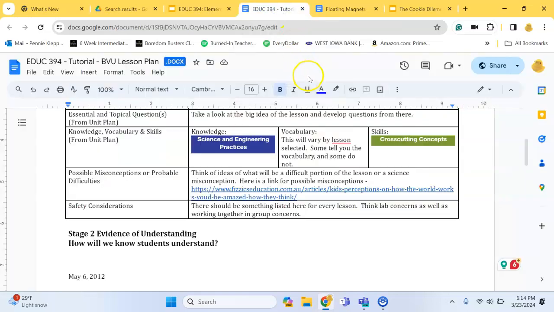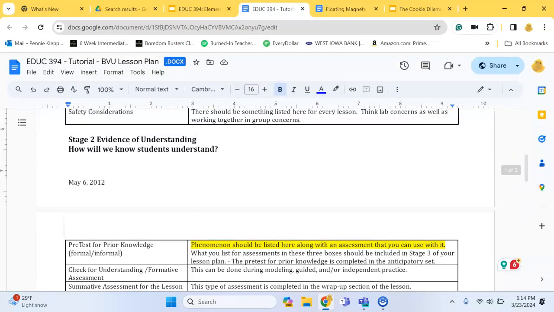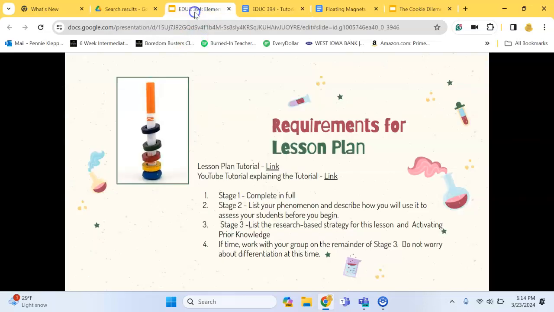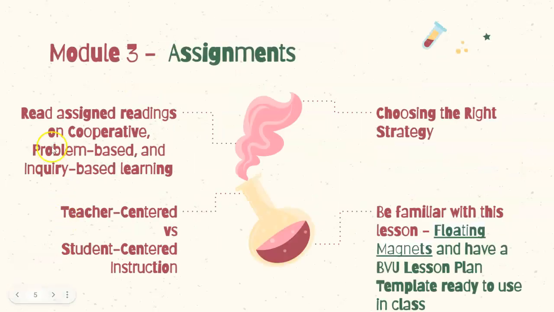So you'd use that BVU template, and what we would want you to put, oops, I went down too far, is in stage 2, just list your phenomenon and how you would assess it. Would you be looking at a notice and wonder? What would you have students write down? So we just need this pre-test, or prior information, portion filled out. And then in stage 3, this is where I want to see if you understand the difference between the learning. You want to list a research-based strategy for the lesson, and that would be, go back a few slides here, one of these: cooperative, problem-based, or inquiry learning.